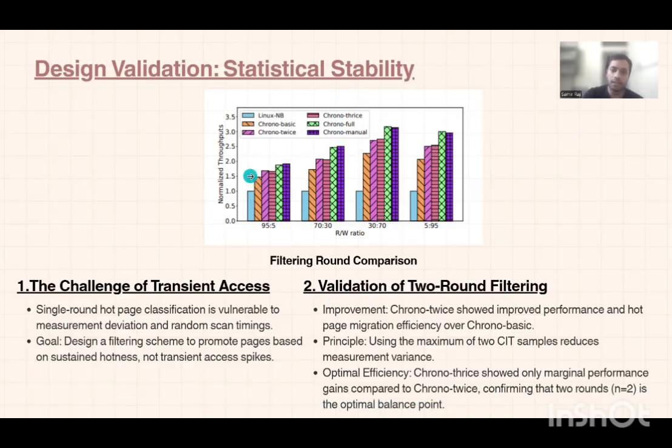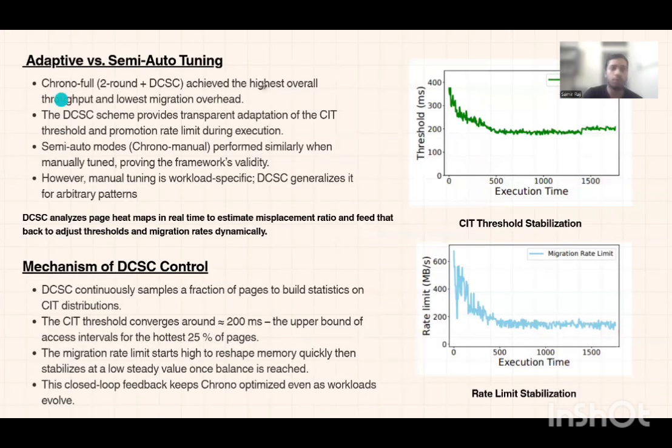As we can see in the graph, Chrono Basic, single round filtering, has significantly lower throughput than Chrono Twice, the pink bars. On the other hand, when we move on to Chrono Thrice, the red bars, they have stagnant throughput compared to Chrono Twice. Hence, to optimize ourselves, we'll restrict ourselves to Chrono Twice. Another observation is that the green bars, Chrono Full, have the highest throughput in all the ratios. Chrono Full achieves the highest throughput and lowest migration overhead.